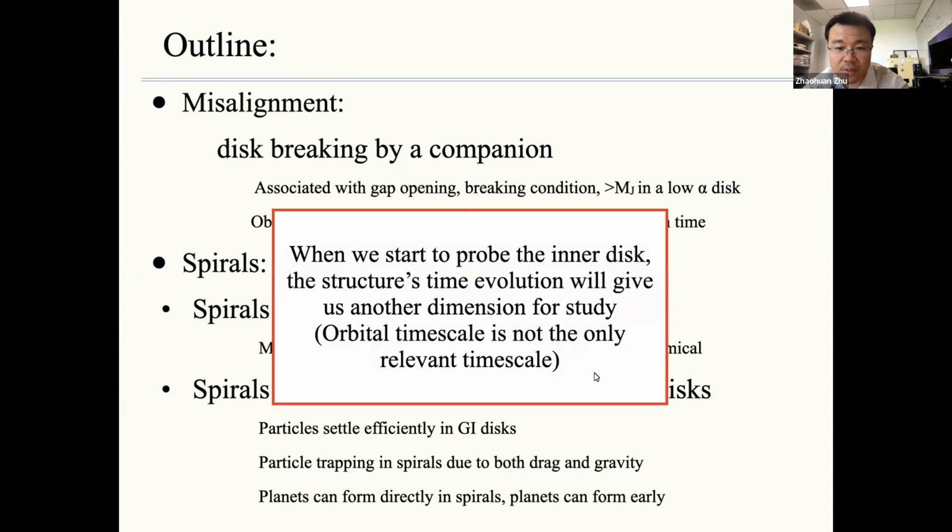So the final note is that when we start to probe the inner disks, the structure's time evolution will give us a totally different dimension to constrain planet formation, more than disk study. And the orbital timescale will not be the only relevant timescale. You could have the disk precession timescale or the spirals' dynamical timescale. Okay, so that's all. Thank you.